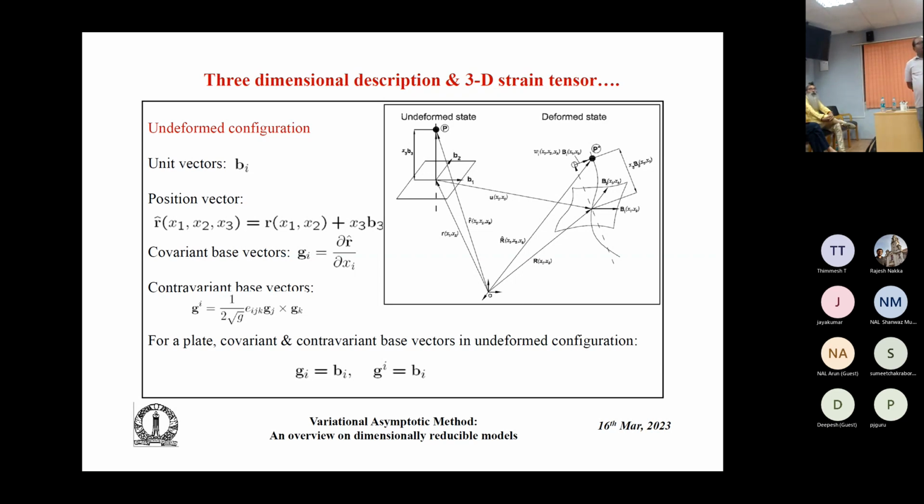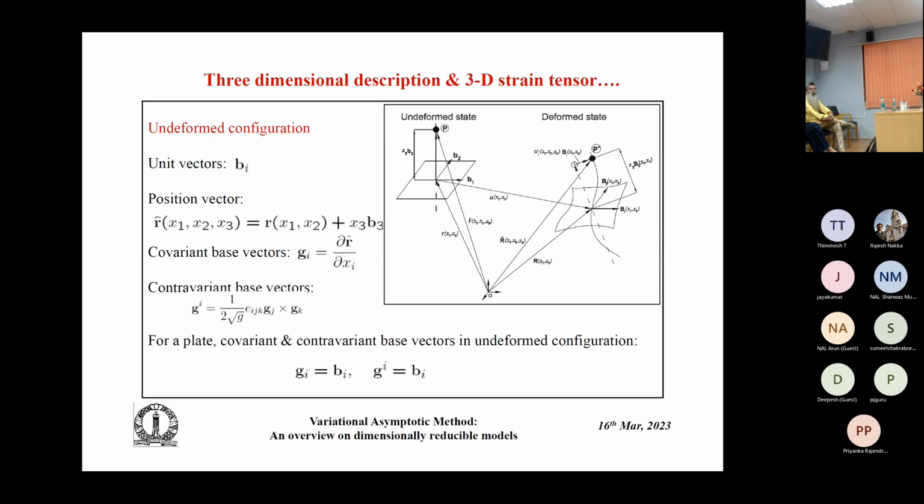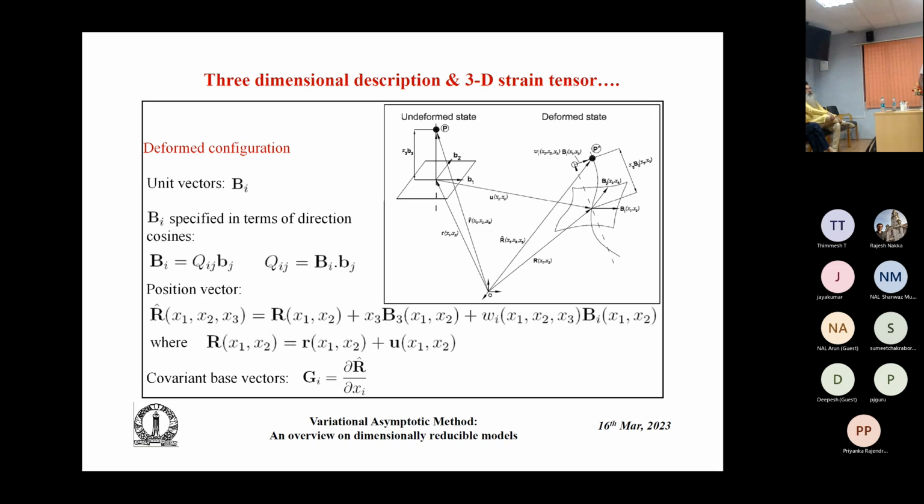So once we define the position vector, we have to define the covariant and the contravariant base vectors. Why do we require all these things? These are the requirements which will be used to obtain the 3D strain tensor. Once we obtain the covariant and contravariant base vectors, for a plate, which are given by the partial derivative of the position vector with respect to its coordinate, it turns out to be the unit vectors along their particular directions.